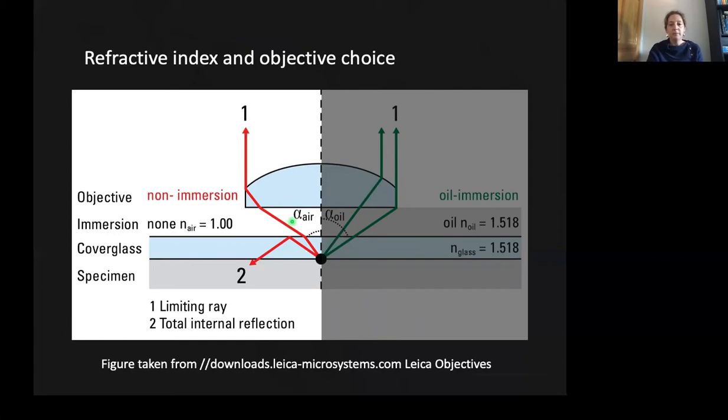If there is air between the cover slip and the front lens of the objective, the amount of light that gets into the objective will be limited by refraction at the air-glass interfaces, as shown by the red lines representing light rays on the diagram. Low magnification objectives are usually air immersion.